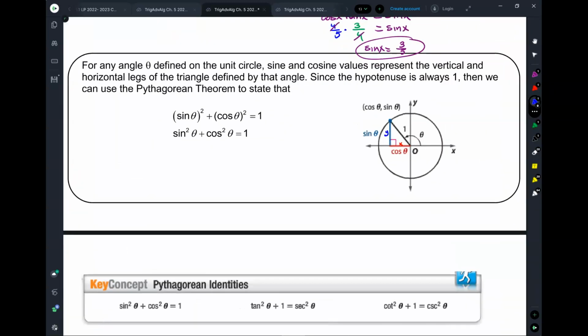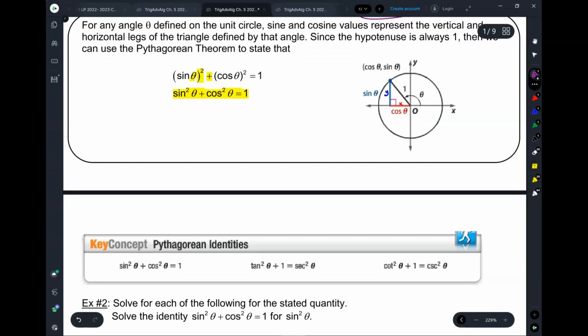So we use the Pythagorean theorem for this, right? And we came up with this. So this, because it came from the Pythagorean theorem, is called the Pythagorean identity. Okay?